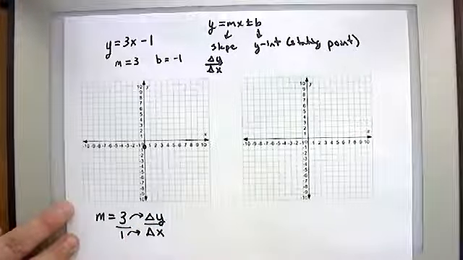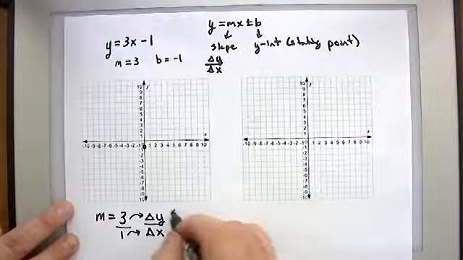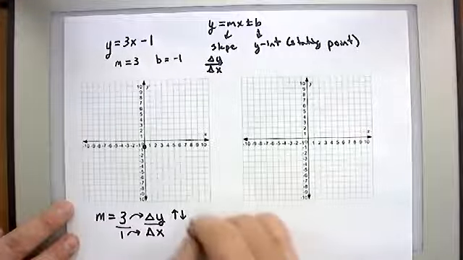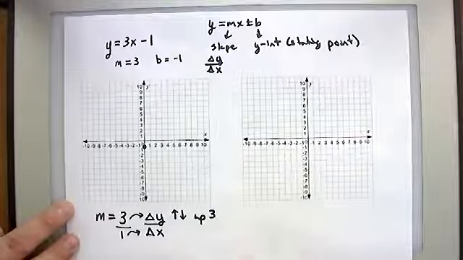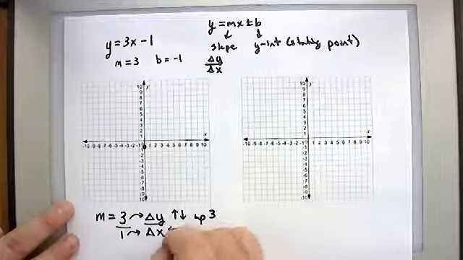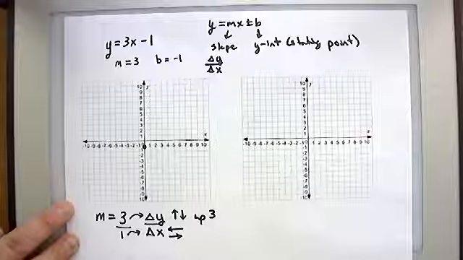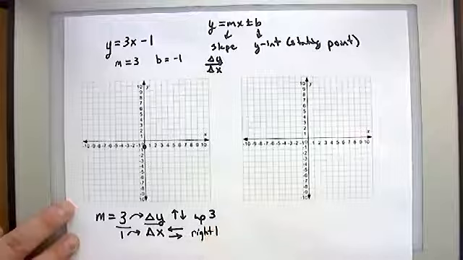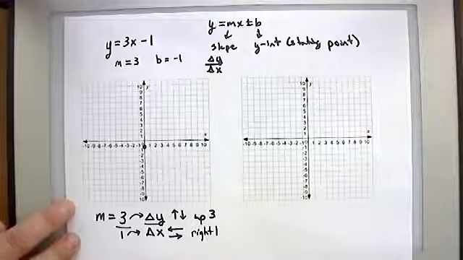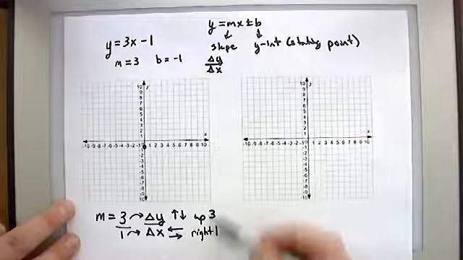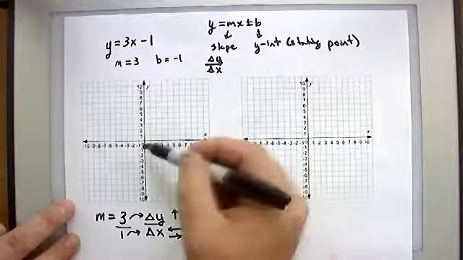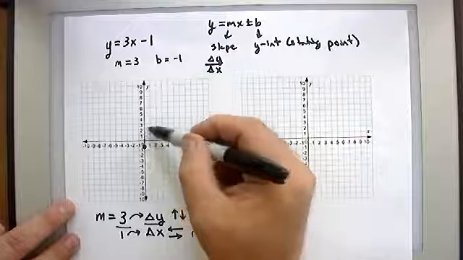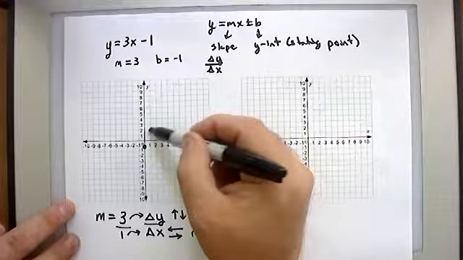Think about what this means. Y's go up or down? That's a positive 3, so that would tell me to go up 3. X's go left and right. That's a positive x, so that's going to tell me to go to the right 1. Review the last video if you're not clear on the directions here. Up 3, right 1. From where? From the -1 that we started at. So I'm going to go up 3, 1, 2, 3, and then right 1. And there's my next point.